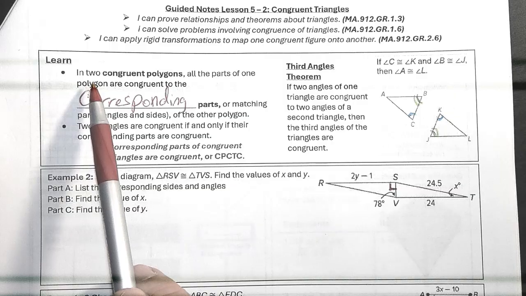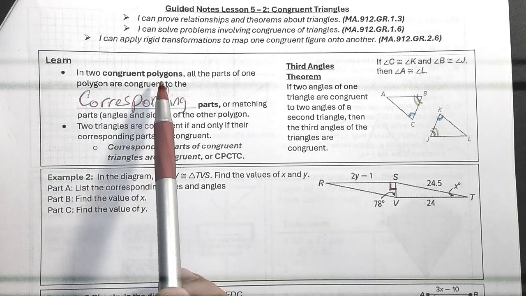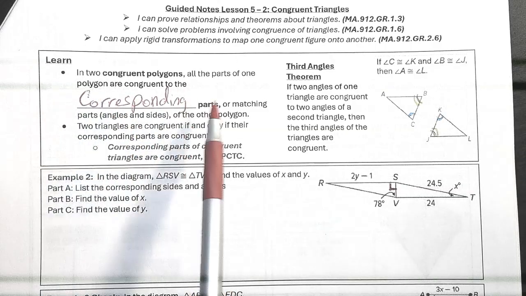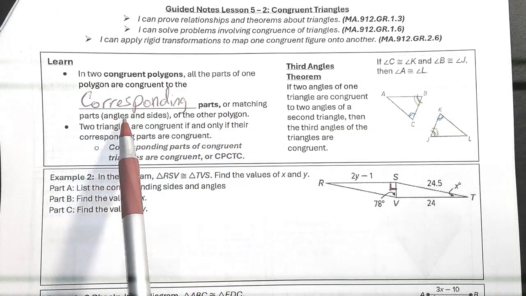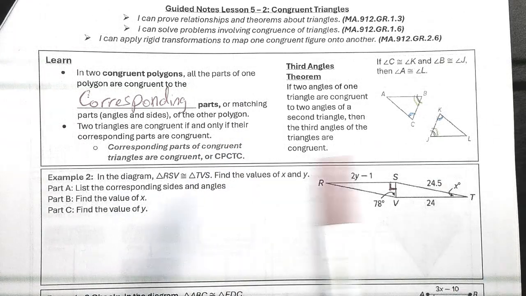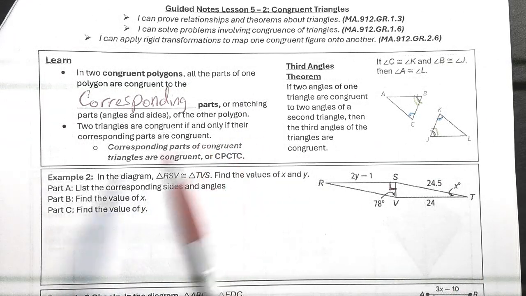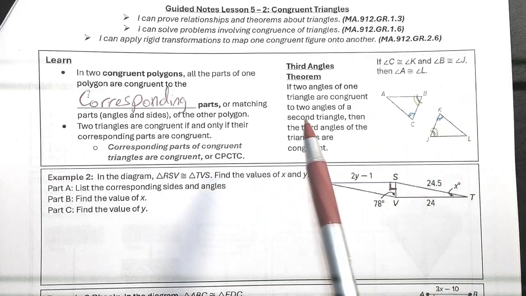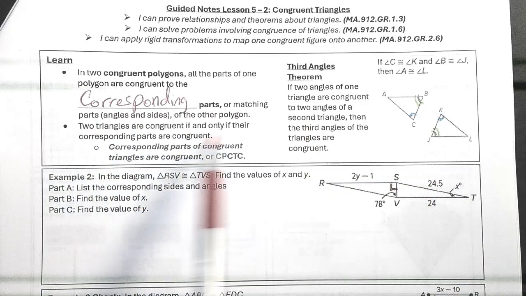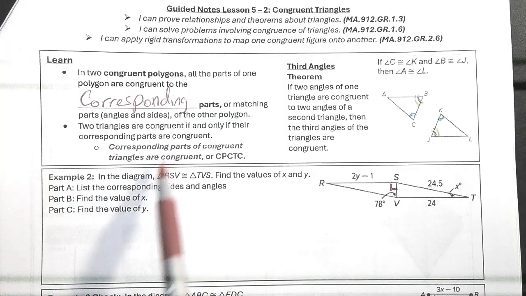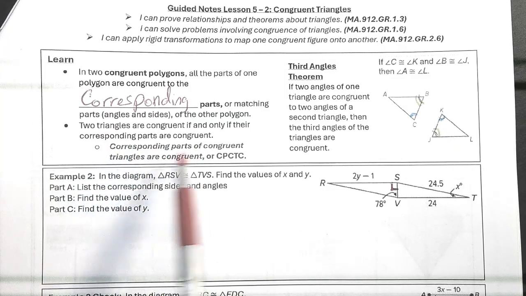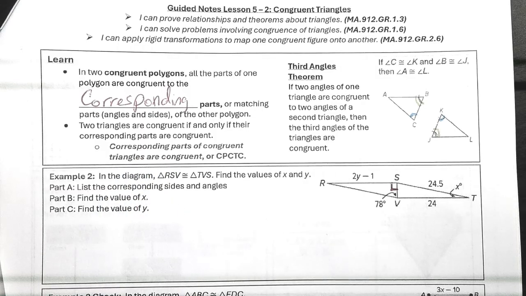In 2 congruent polygons, all parts of one polygon are congruent to the corresponding parts, or matching parts, those are angles and sides, of the other polygon. Keep in mind a polygon is 3 or more sides, so that includes triangles and up. 2 triangles are congruent if and only if their corresponding parts are congruent. All right, we got a little note down here that says corresponding parts of congruent triangles are congruent.